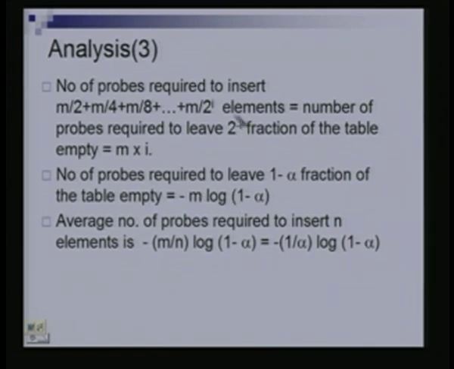If I have 2 to the minus I fraction empty, 2 to the minus I is a number smaller than 1. So if this fraction is empty, then to get to this point where only 2 to the minus I fraction was empty, I required m into I probes. So to get to a point where 1 minus alpha fraction was empty, I need so many probes. So the average number of probes required: this was the total number of probes required, so the average is just divided by n. m by n was alpha, or n by m was alpha. So this is this quantity.